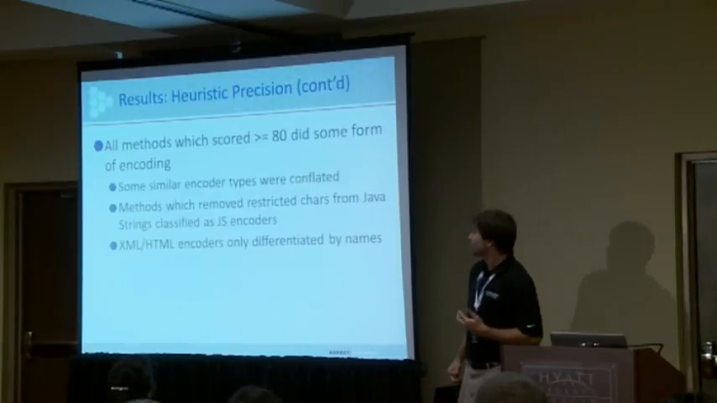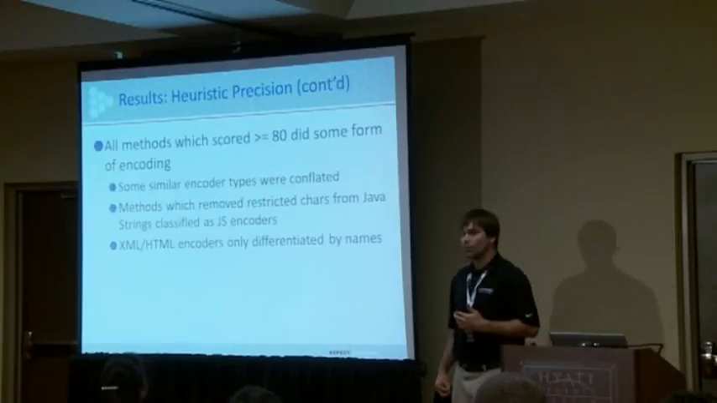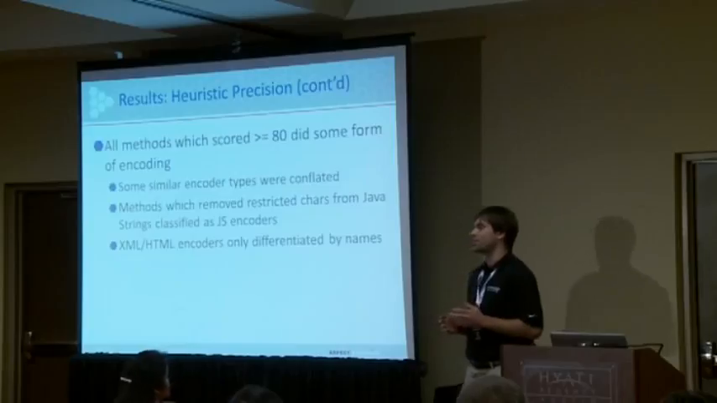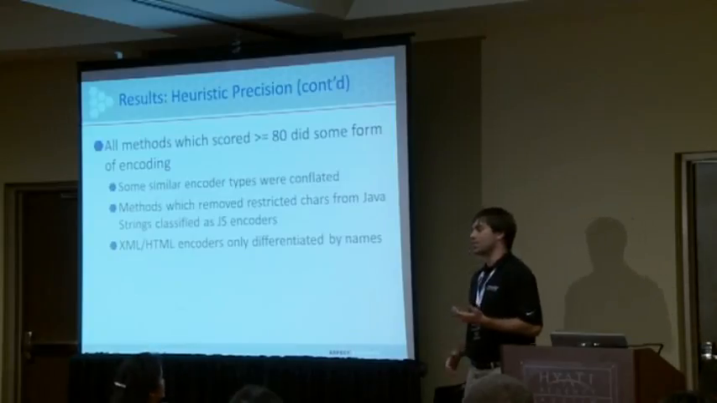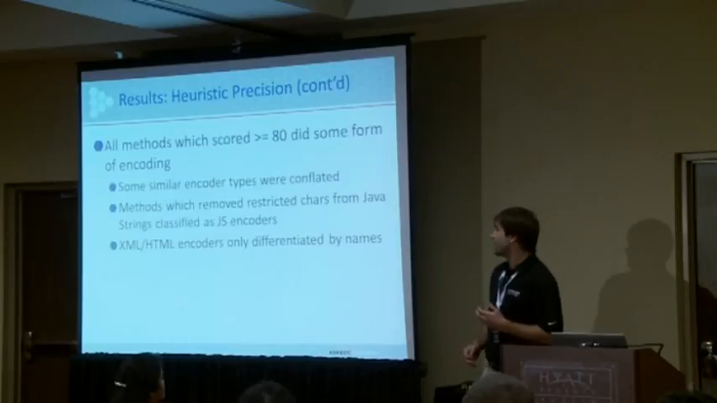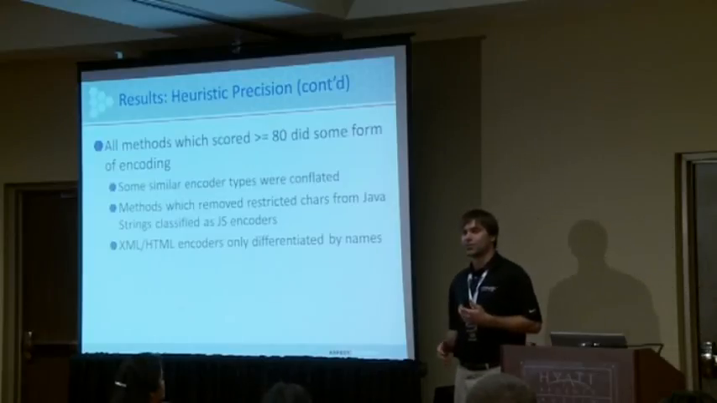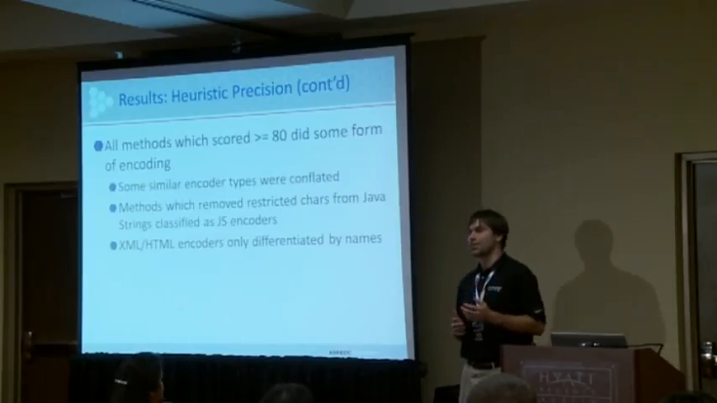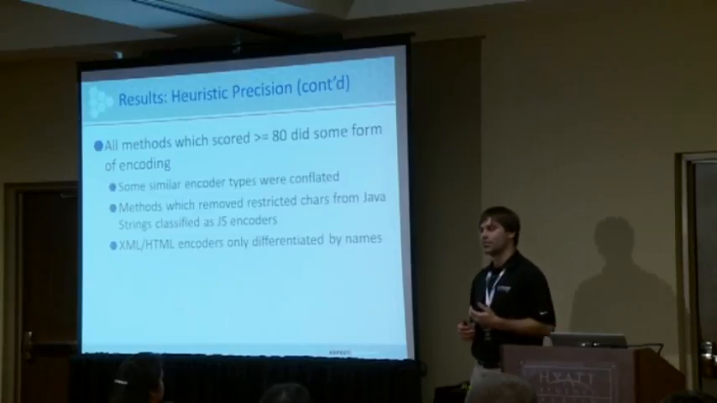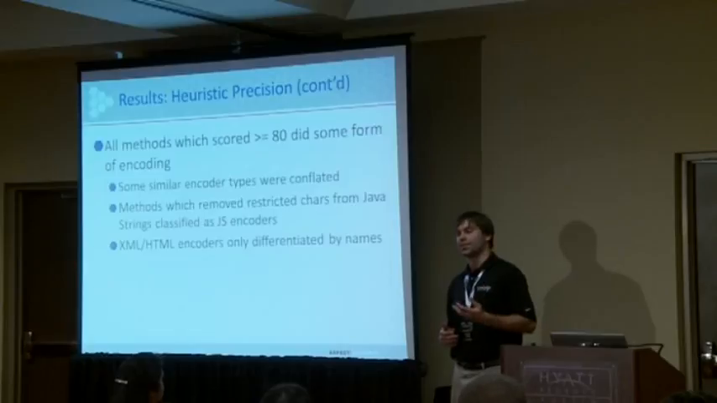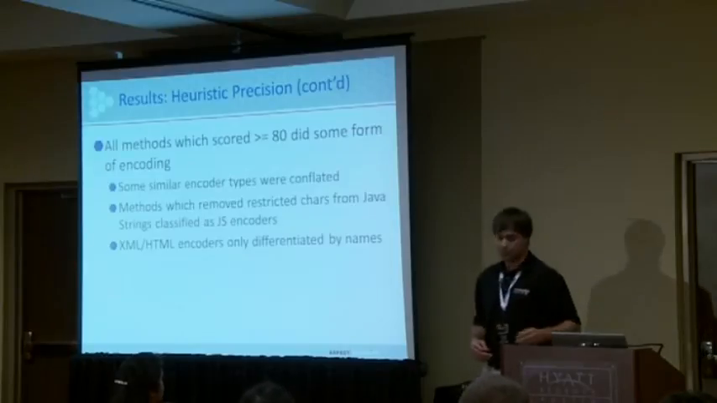But there were some issues. We found that several of the encoding types were fairly similar in what they did. HTML and XML do a lot of the same things, and so those were sometimes conflated with each other. Similarly, JavaScript encoders generally do a lot of the same things as any encoder for C-style strings. So we had a couple of cases where, for example, encoders that were manipulating Java strings were counted as JavaScript encoders.